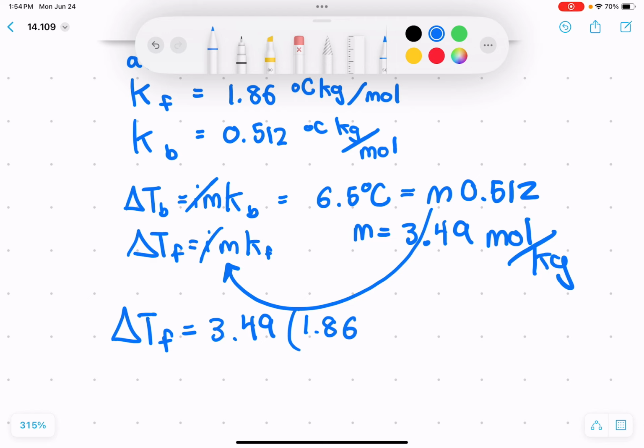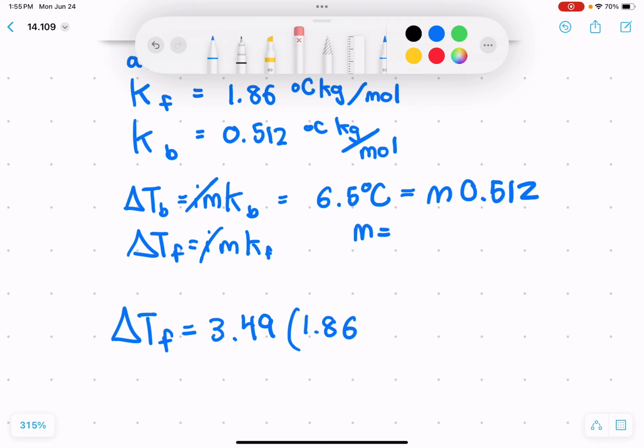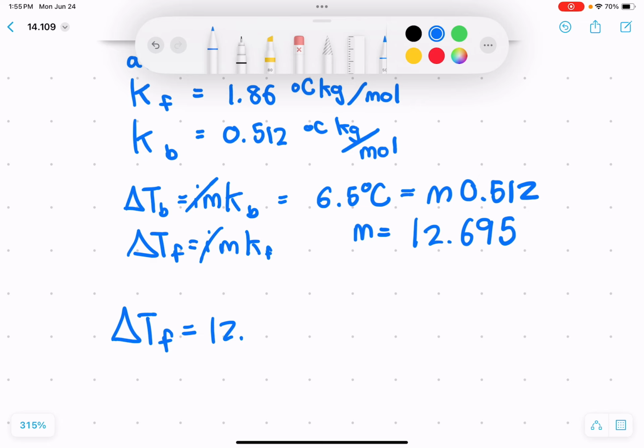So redoing that calculation, 6.5 divided by 0.512. Ooh, that's a really high molality. So that is actually equal to 12.695. Okay, so now, sorry for the TF, we're going to do that molality times KF, which is 1.86, and that'll give us the delta T.